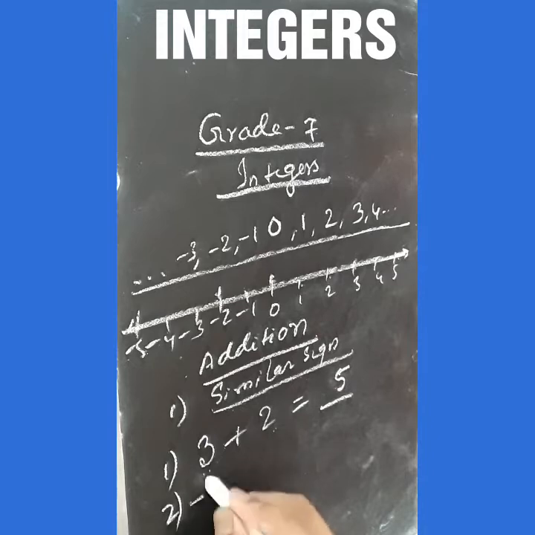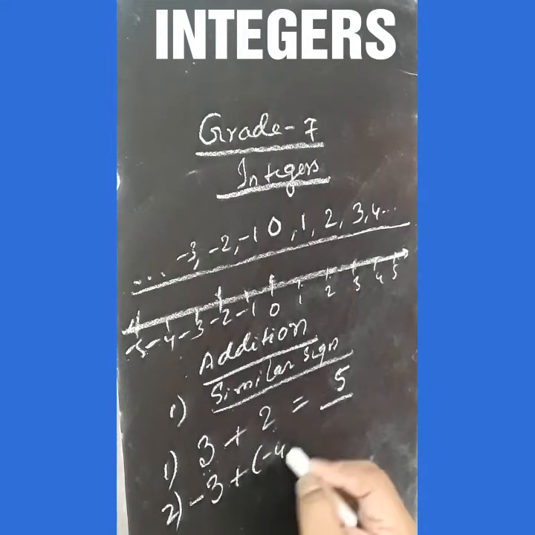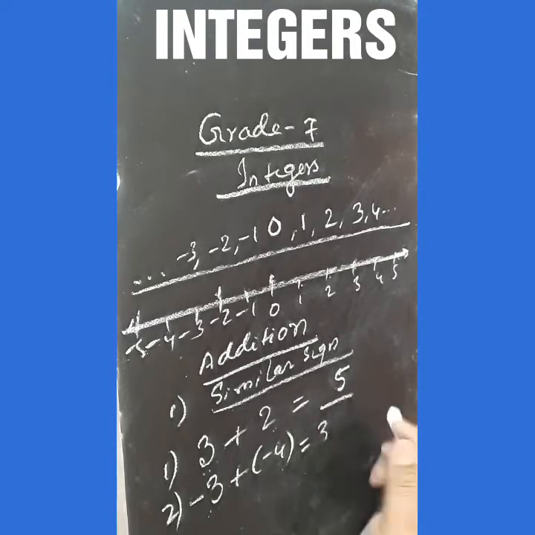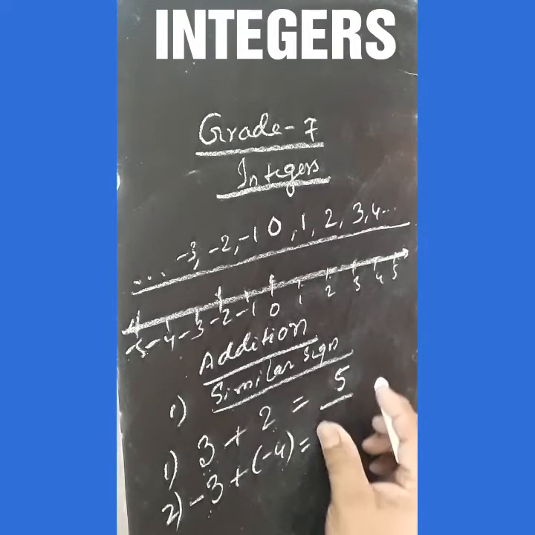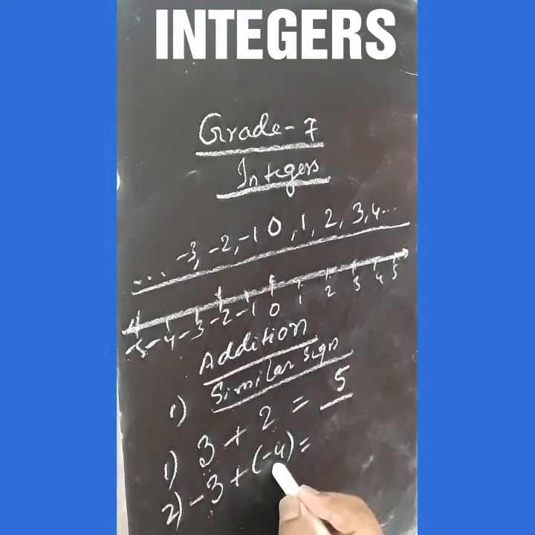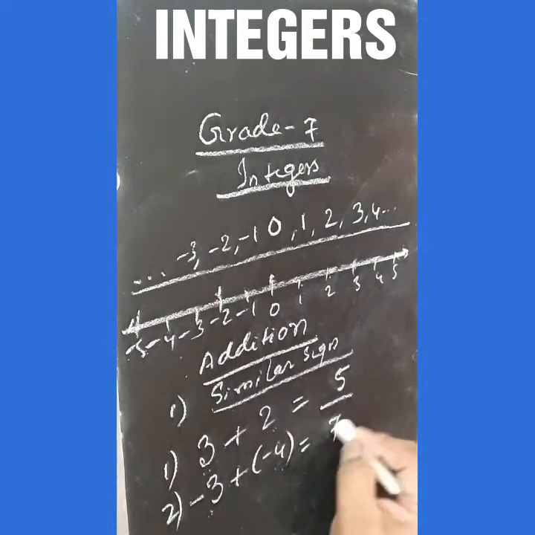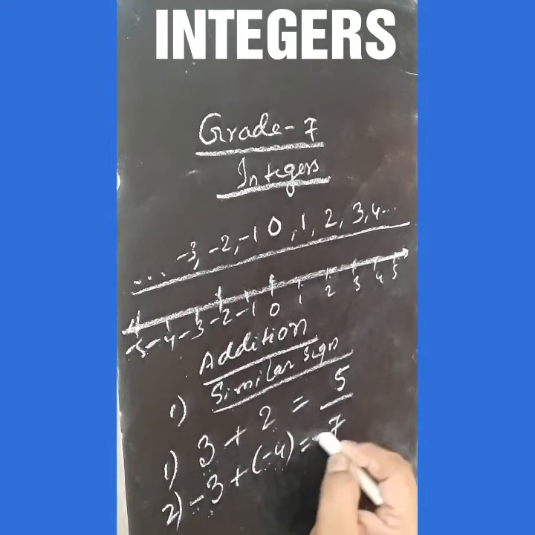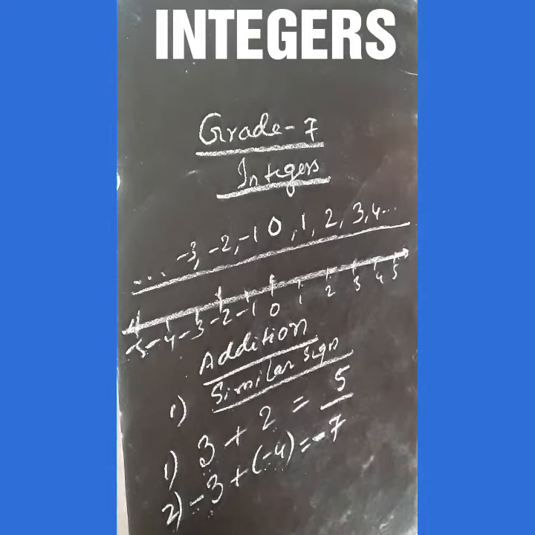Suppose we want to add -3 and -4. Then here we will add their absolute values. That is, the absolute value of -3 is 3, and the absolute value of -4 is 4. 3 plus 4 we get 7, and the similar sign, that is the common sign, is minus, so we will put minus here.